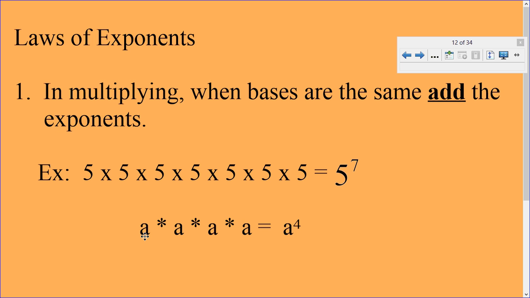We could have a letter as a base as well, where A would be the base, and again, there is no number 1. 1, by the way, is the only number in algebra you don't have to write. So there's an imaginary 1 up there. So times A times A times A. So if you count up all these A's, there are 4 A's. So the 4 is the little number on top, the exponent, and the A is the base. So again, in multiplying, when the bases are the same, add the exponents.